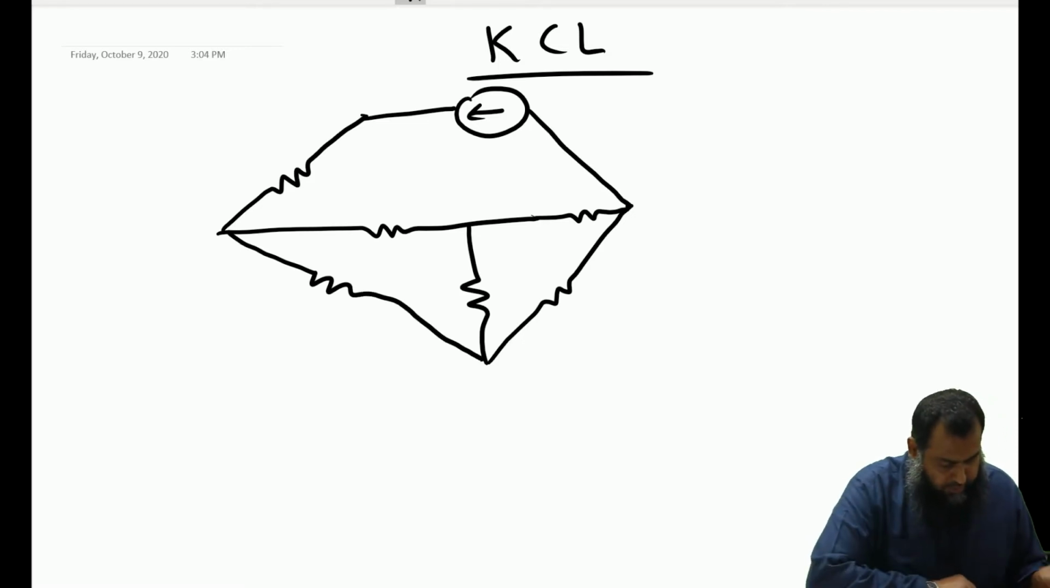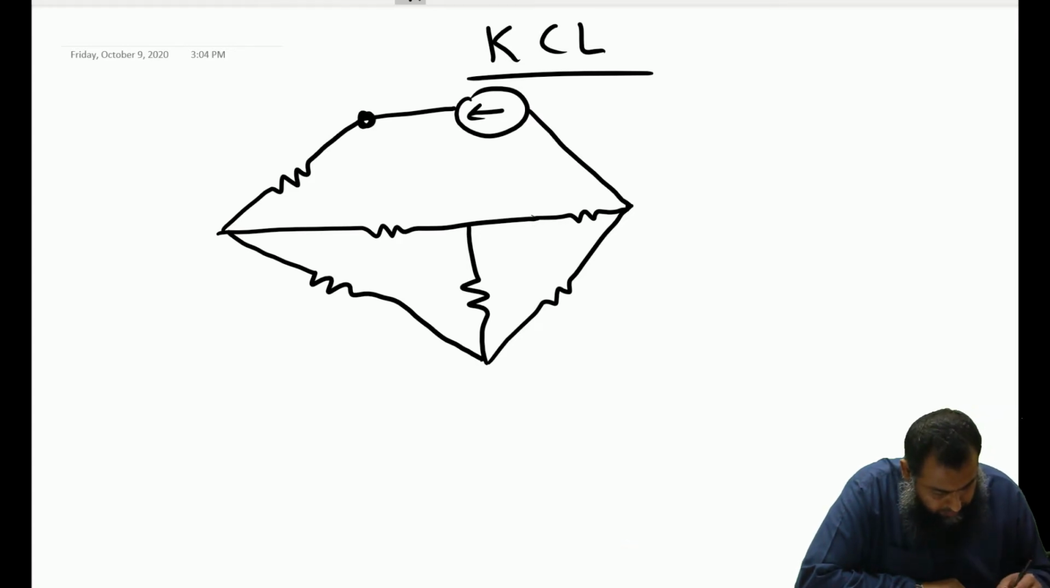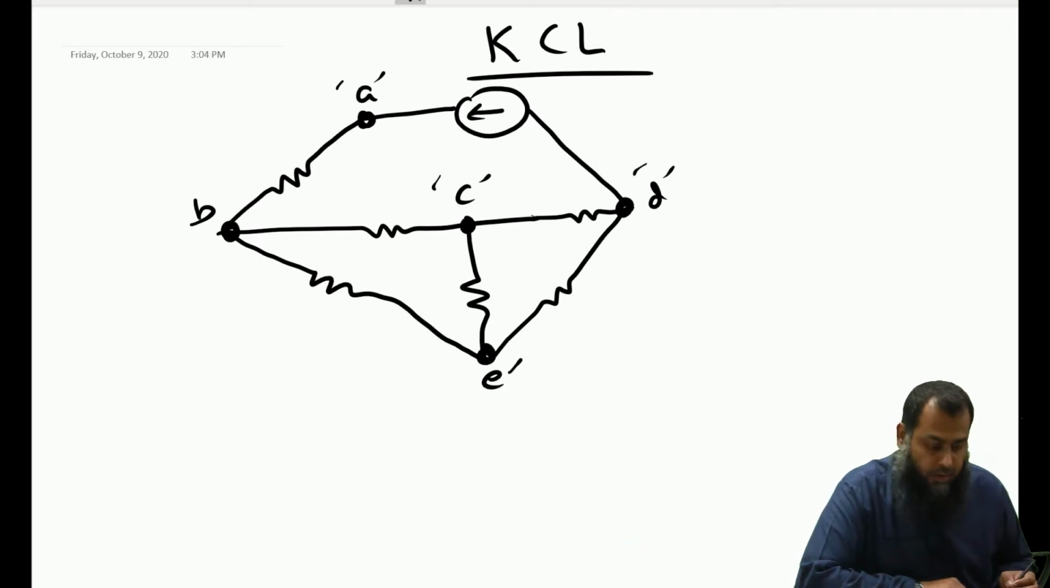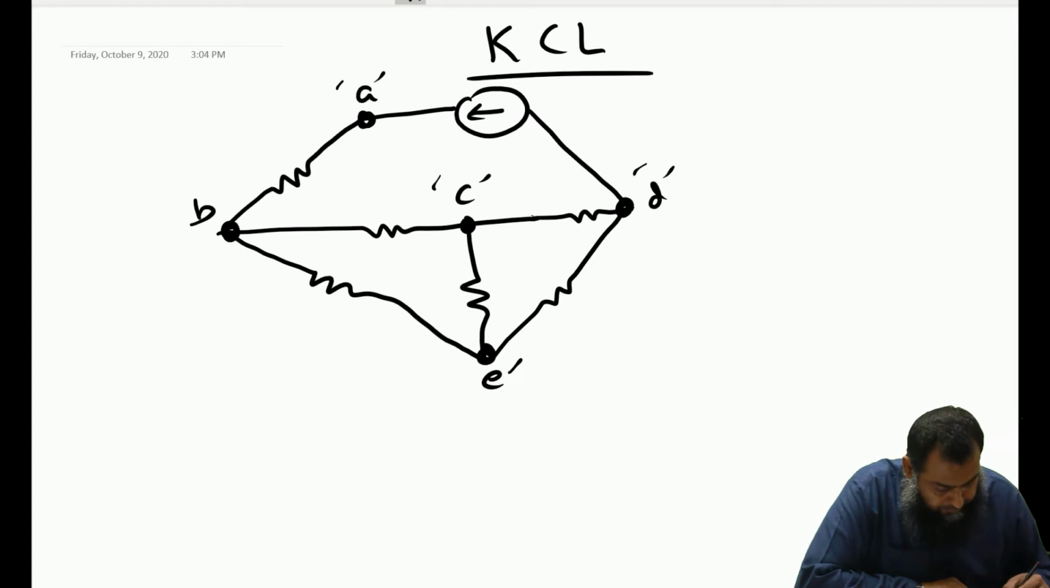So you can see in this particular circuit that I have drawn, just arbitrarily, there is one node here and another node here. Let me call this node A, this node B. We have a node here, we call it node C. Another node here, we call it node D, and here we have node E. Further, we suppose that we have currents in these particular directions.